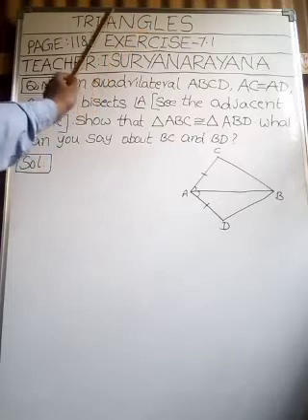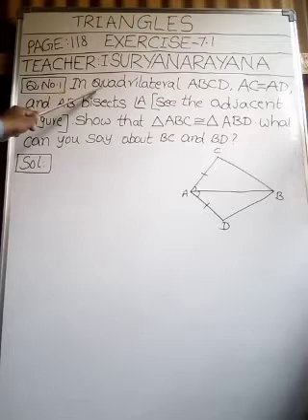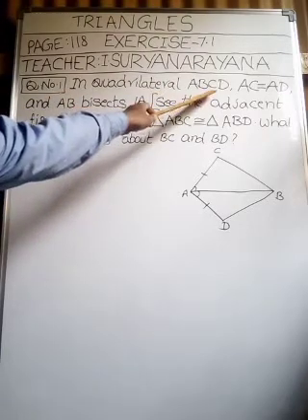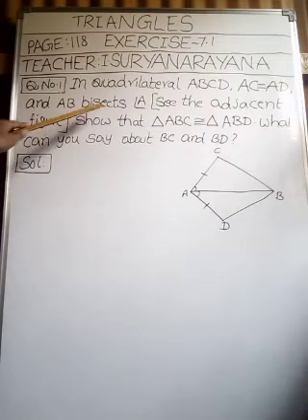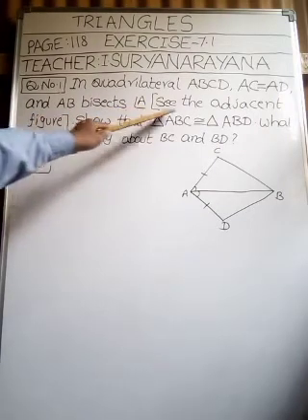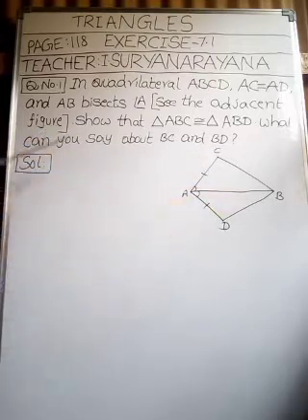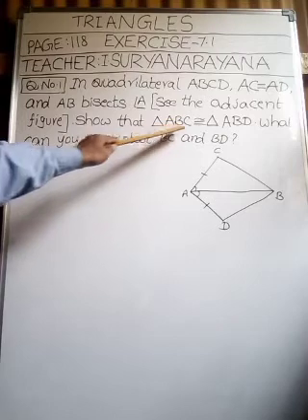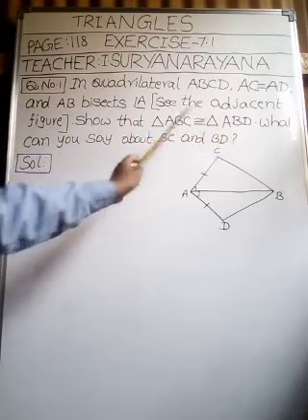Okay, my dear children. Page number 118 in the textbook. Right. Come to question number 1. First question. In quadrilateral ABCD, AC is equal to AD and AB bisects angle A. See the adjacent figure. Show that triangle ABC is congruent to triangle ABD. We have to prove this one.